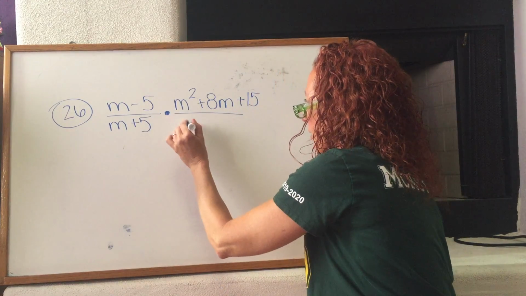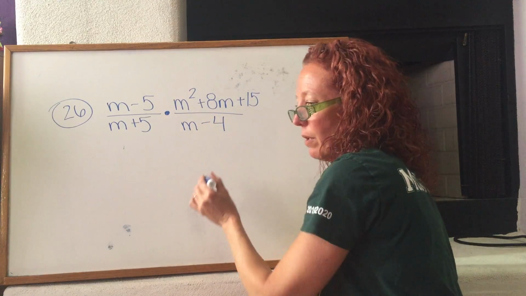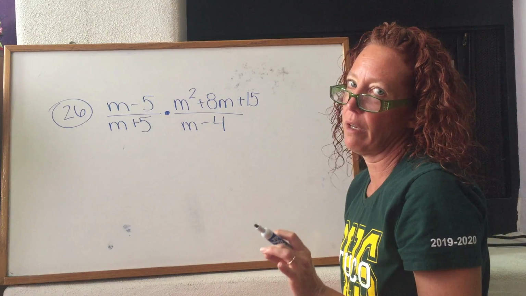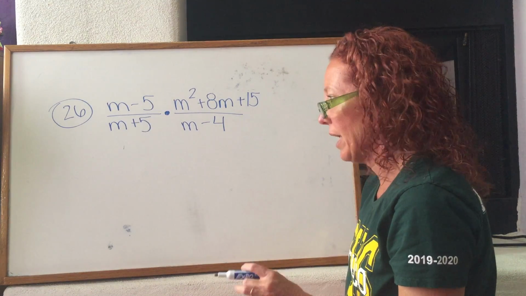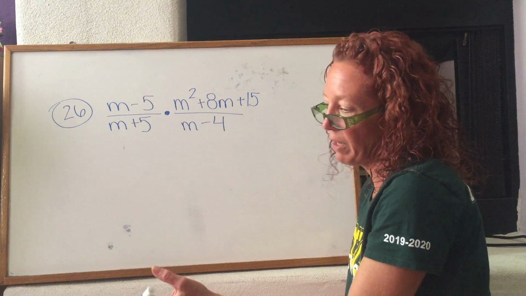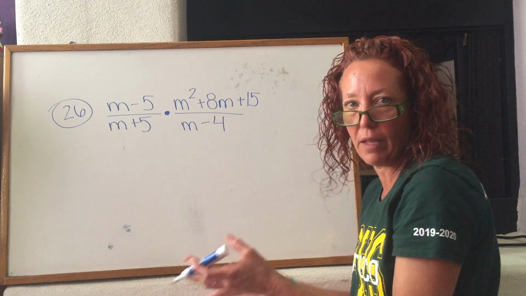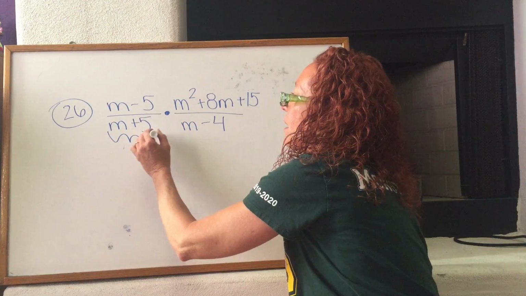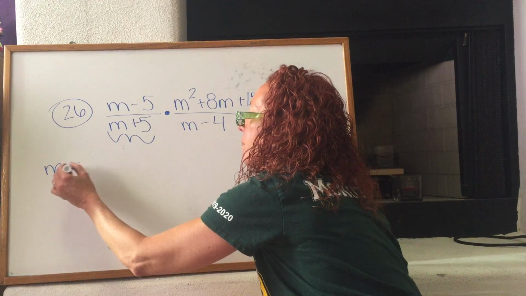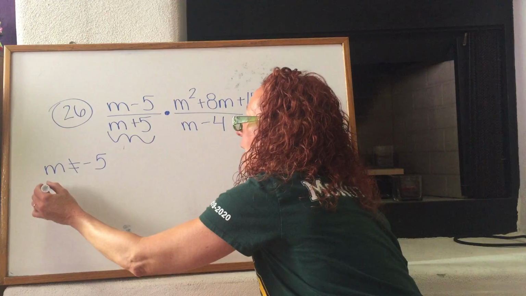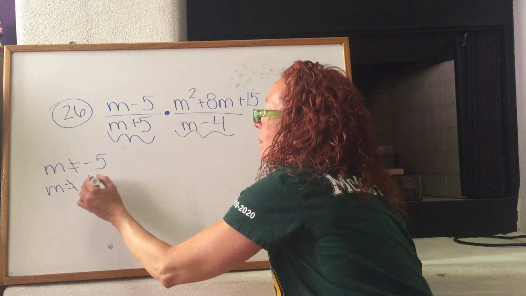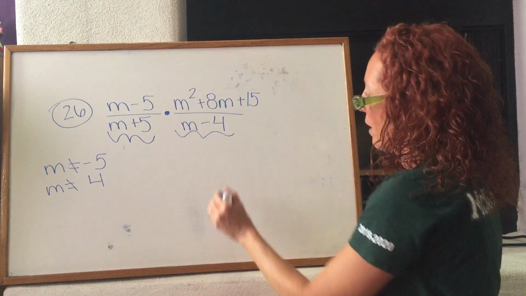When I flip this, I have m minus 4. Yes, okay. So before you do anything, look at the undefined values, the ones that you can't have. Maybe this would even help you eliminate some answer choices before you do anything else. M cannot be -5, and m cannot be +4.